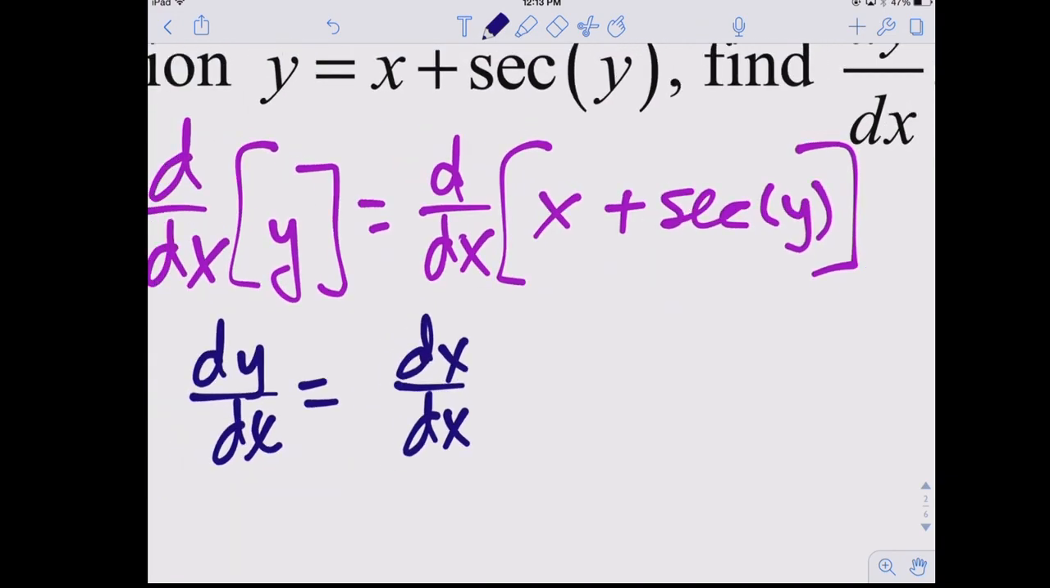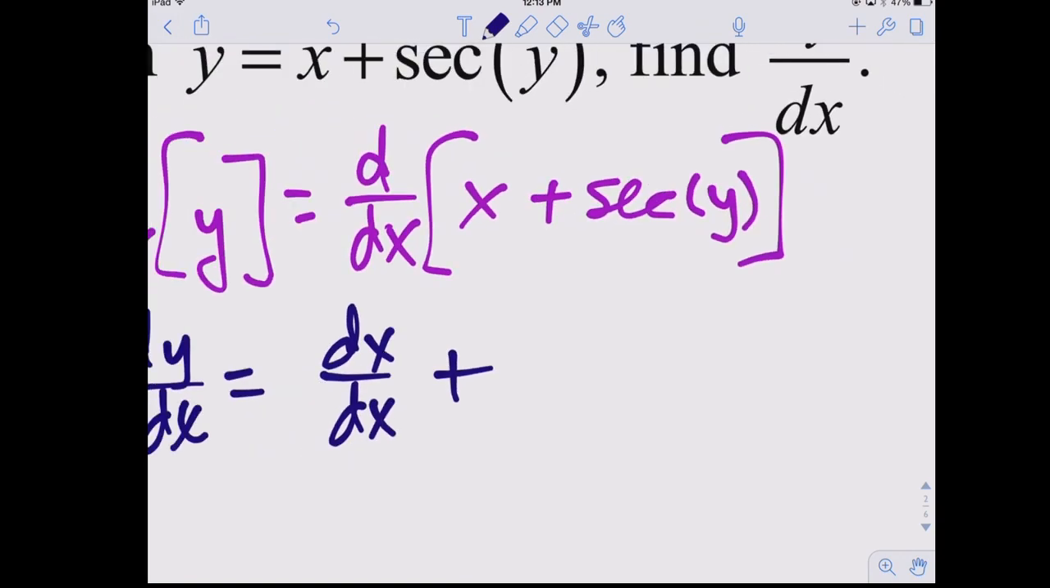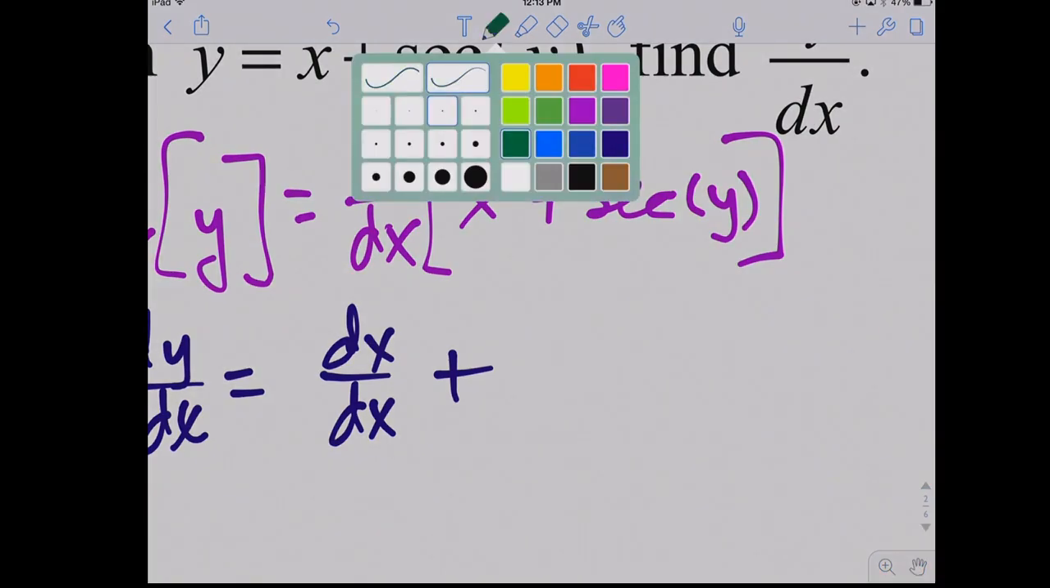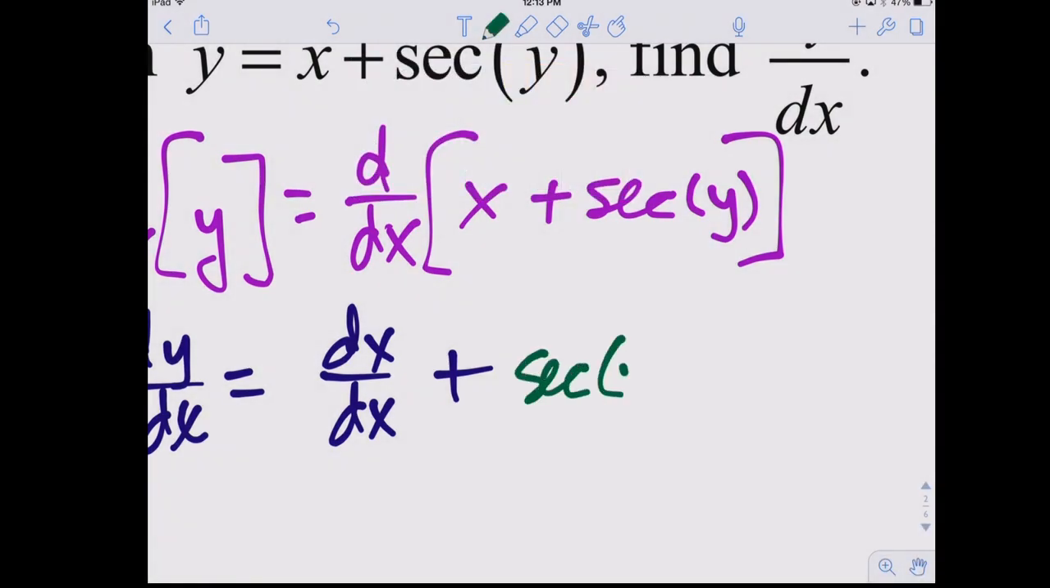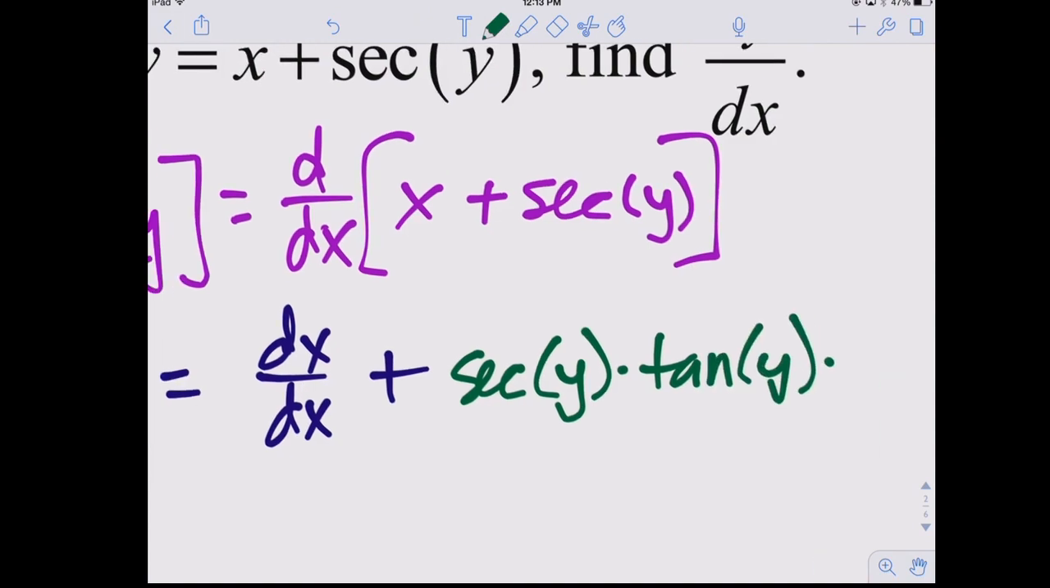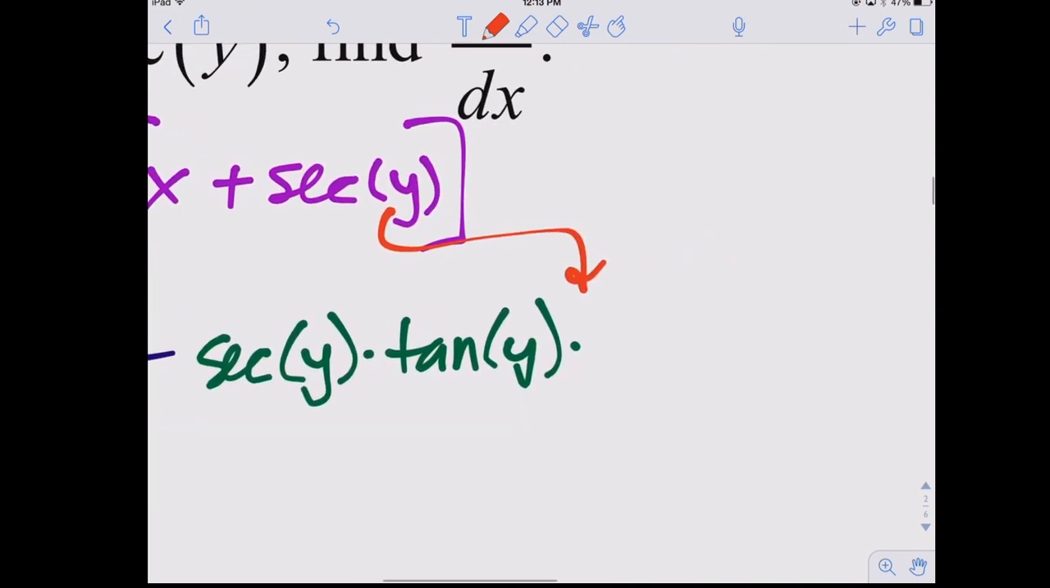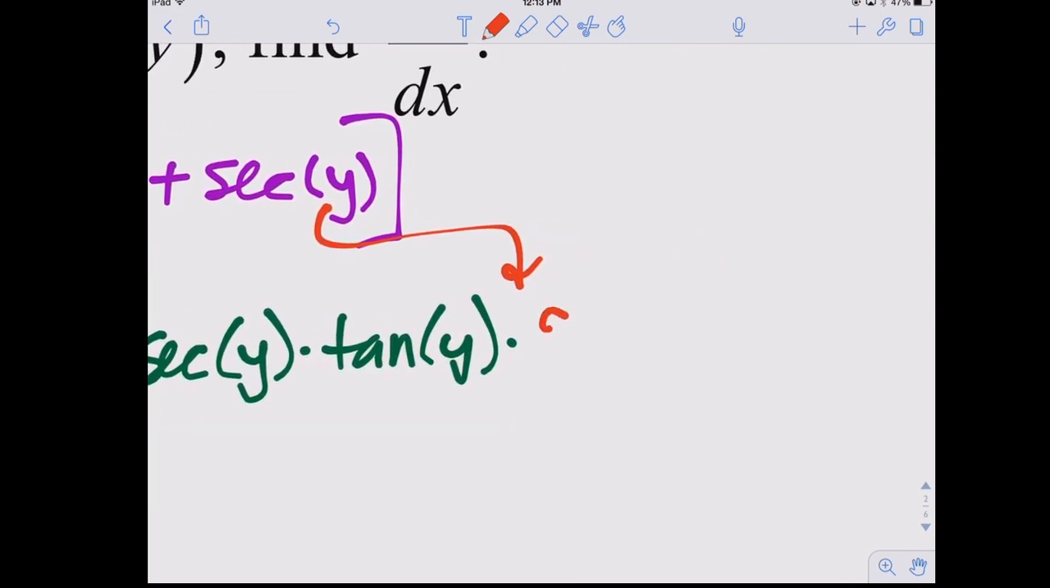Plus, now I'm walking up to secant of y, or secant of blob. What is the derivative of secant of blob? Secant blob, tangent blob, right? Secant blob, tangent of blob. And then times the what rule? Chain rule, the derivative of the blob, which is y, with respect to x.